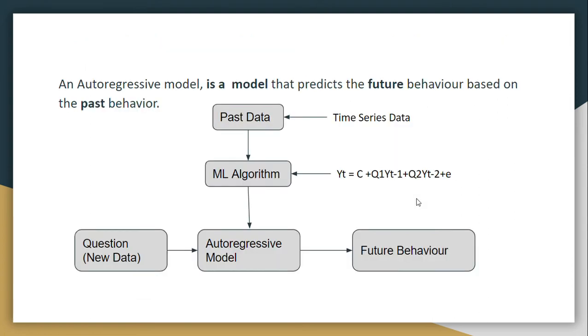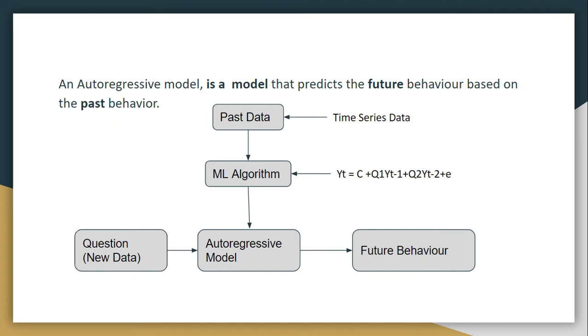So an autoregressive model is a model that predicts the future based on past behavior. Autoregressive comes from two words: auto, which is a Greek word that means self, and regressive. Regressive means that it is able to give us some form of dependence, a relationship between independent and dependent variables. So an autoregressive model will be able to predict future behavior based on past behavior.